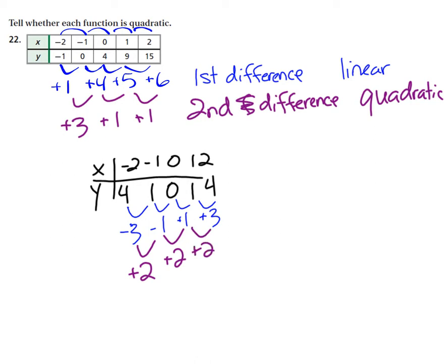Okay, so since this second difference is constant, that means yes, indeed, we have a happy quadratic function. So this one, since this isn't common anywhere, this is just not any kind of function we know.